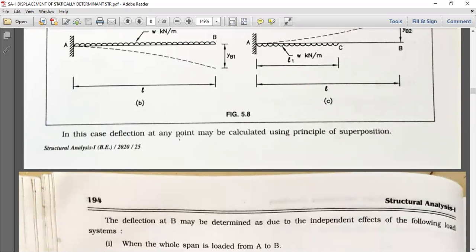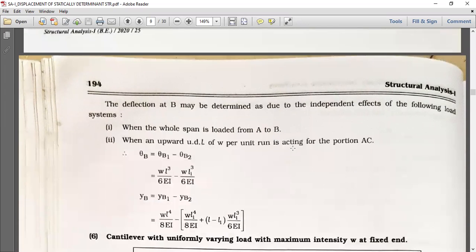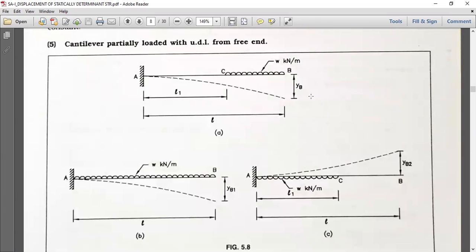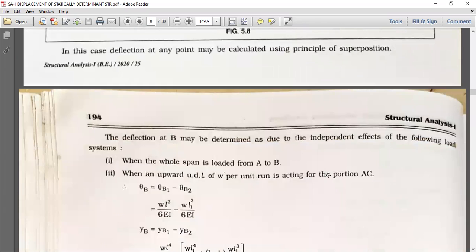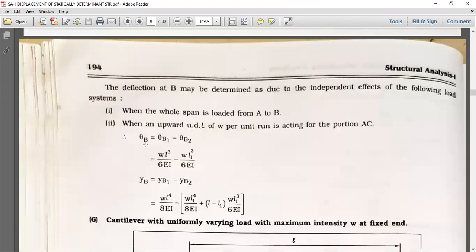So in this case, deflection at any point may be calculated using the principle of superposition. The deflection at B may be determined due to the independent effect of the following loads. First, when the whole span is loaded from A to B, and second, when an upward UDL of W per unit run is acting on the portion AC.